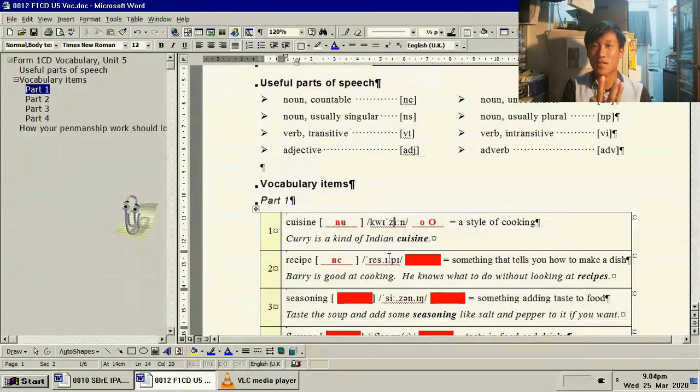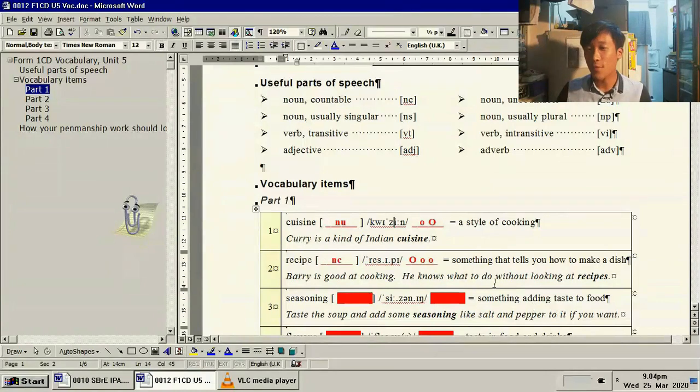So 3 parts: stressed, unstressed, unstressed, strong, weak, weak. In the da, it will be da, strong, weak, weak, high, low, low. So the pronunciation is recipe, and the speech pattern is da. So you can show it like this.